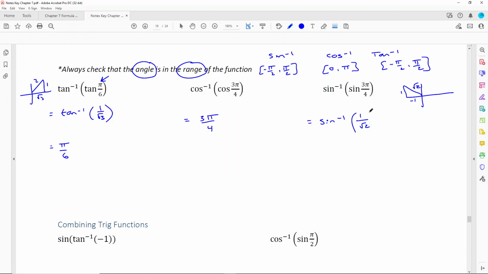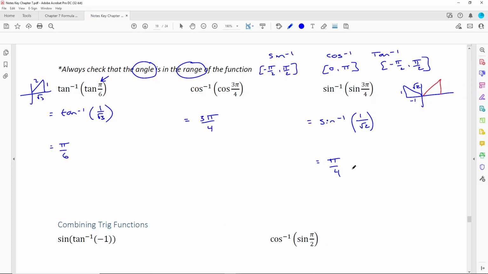root 2. Now, if I asked you to find the inverse sine of a positive ratio, what quadrant would I give that would be in the restricted range? It would have to be in quadrant 1. In other words, I'm not going to give 3 pi by 4 as an answer. I'm actually going to give pi by 4 as an answer.